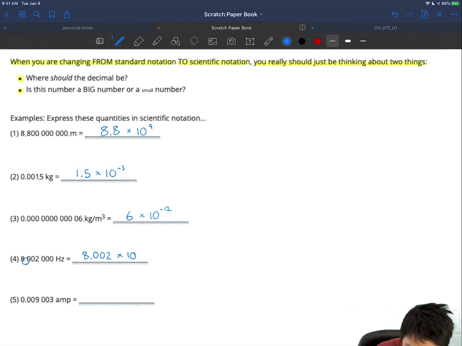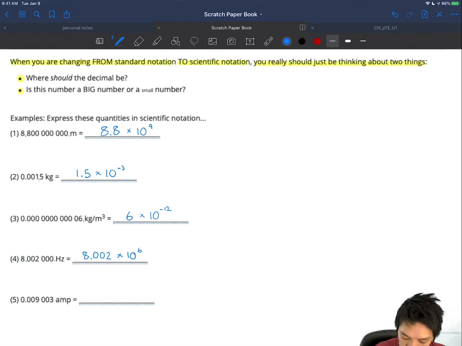Positive what though? Well, since the new decimal place is going to be right there, I'm going to put the reference decimal there. And since the old decimal place is right there, I'm going to put a decimal right there. How many spaces is it away from the original location? 1, 2, 3, 4, 5, 6. So it's times 10 to the 6th power. Right? It's a positive exponent because this is a big number. 8.002 times 10 to the 6th.